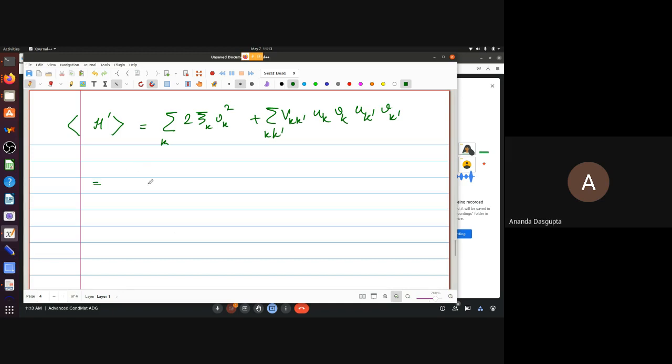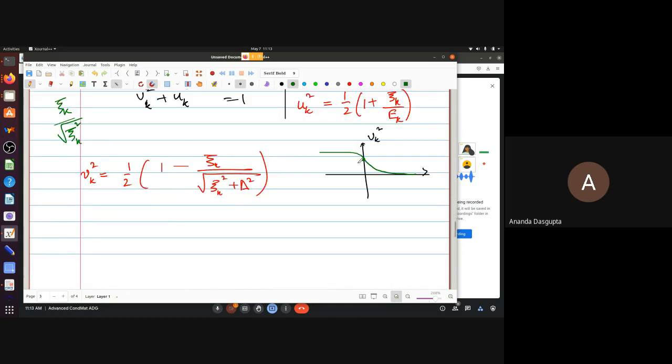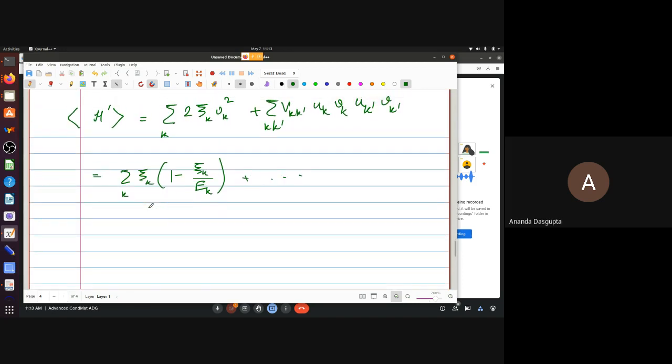Well, the first term is simply the sum over k of twice xi k times VK squared. I just wrote down VK squared a while ago. VK squared is half of this. So xi k into 1 minus xi k by E k. Now let's take a look at this second term in some more detail. UK VK are dependent only on k, and then the sum over k prime.